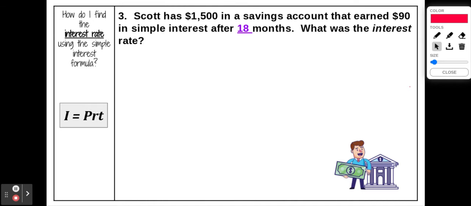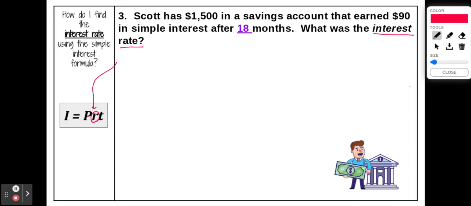Okay, next example, number 3. Here we have Scott. Scott has $1,500 in a savings account that earned $90 in simple interest after 18 months. What was the interest rate? This is asking a different question. Here we're being asked for the interest rate. So we are being asked for the R. We're not solving for interest this time. We're being asked for something different.